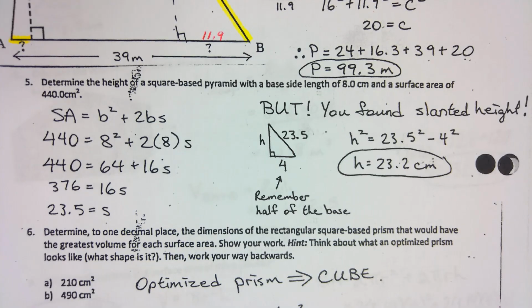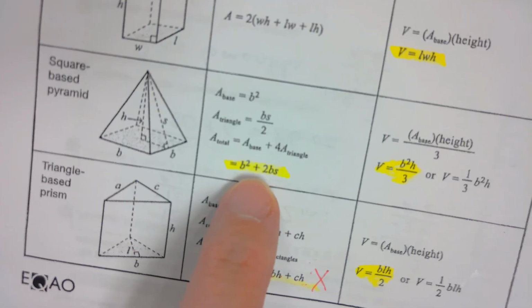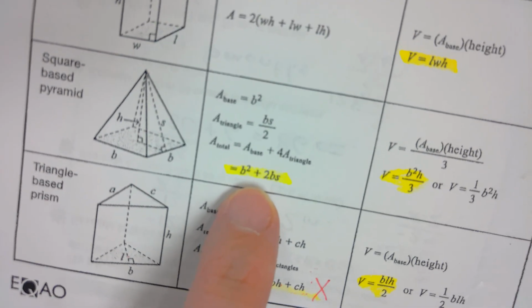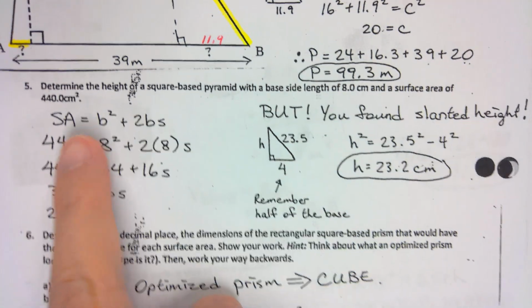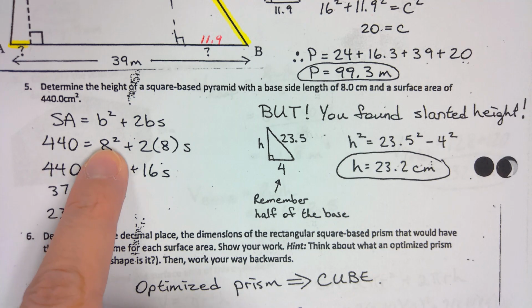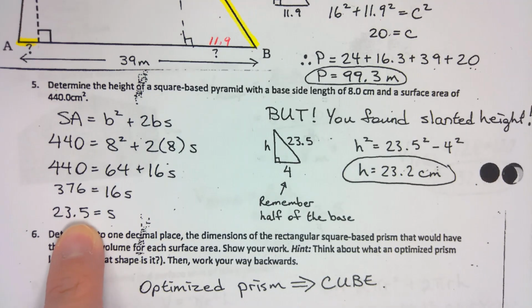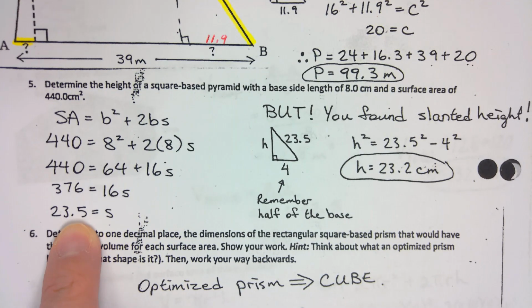Alright, so looking at the formula sheet, it's a square base pyramid, and I'm given the surface area. So square base pyramid right here, surface area right here. So this is the formula I want to use. Area equals b squared plus 2bs. Okay, I know surface area is 440. I know that base is 8. So when I do my algebra, I'll find that my slanted height is 23.5.